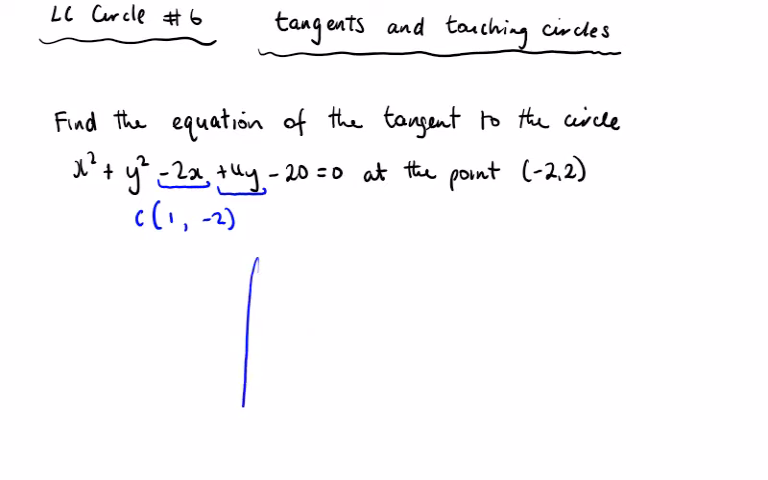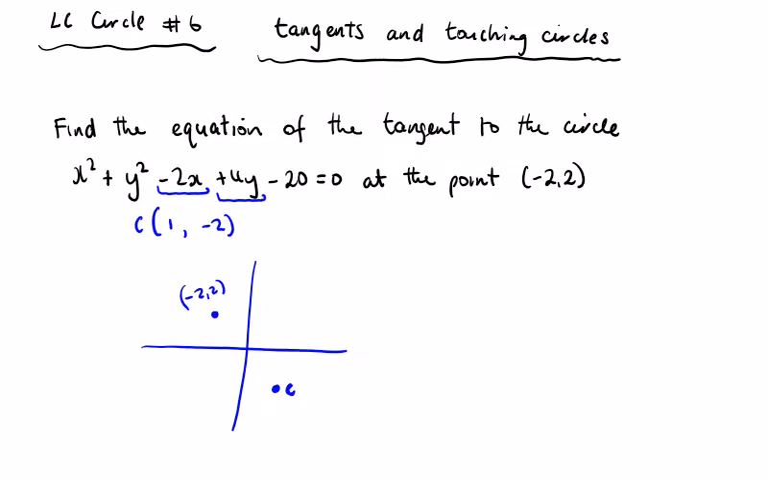So I could do just a quick little sketch here. The point 1, minus 2 is the center. Let's say it's here. We'll call it C. And the point minus 2, 2 is over here. So this is going to be my radius, because the tangent touches off this circle. So I'll just do a quick circle around here as a sketch, and my tangent. So I want the equation of this line here.